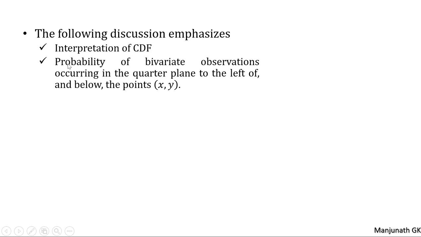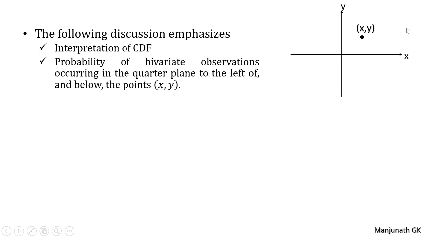A CDF is defined as the probability of bivariate observations. The size of this CDF is a quarter plane. It is located to the left of and below the point x, y. This assumption should be made here.